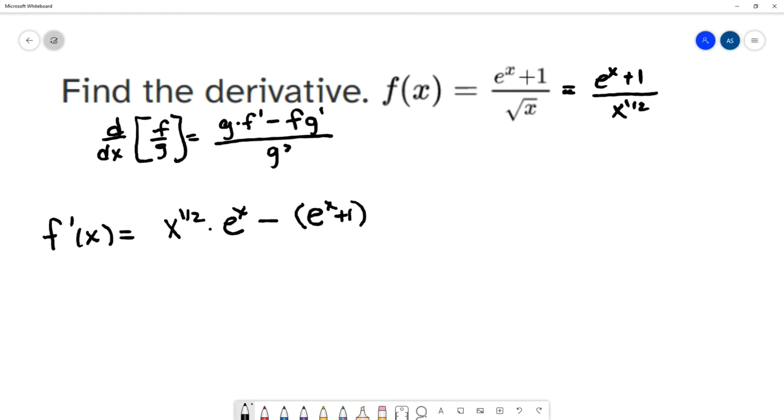This is where it gets a little bit messy, because the derivative of x to the 1/2 using the power rule would be 1/2 x to the negative 1/2. And we want to divide by the denominator squared, so that's x to the 1/2 squared. So we've calculated the derivative, but we're going to do a little bit of cleaning up to make this expression look nicer.